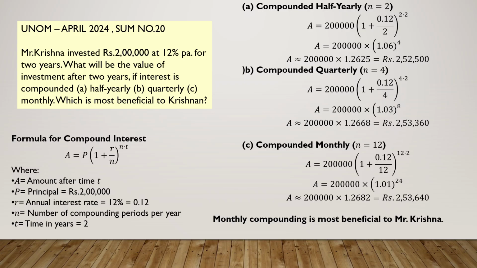2,52,500. When it becomes quarterly, the N will become 4, the remaining are all same. So by calculating this, we will get 2,53,360, and if it is being compounded monthly, N will become 12, and Mr. Krishna will get 2,53,640. Okay, the question is, which is more beneficial to Krishna?